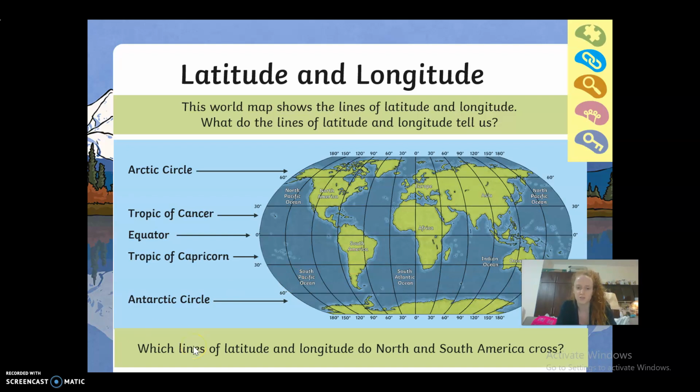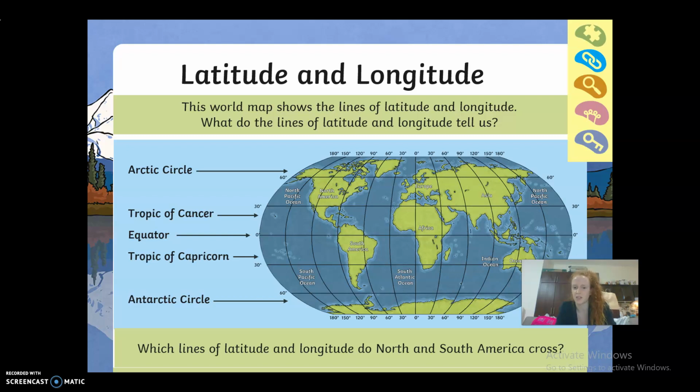Which lines of latitude and longitude do North and South America cross? Well, if we look at it, North America and South America cross the Arctic Circle, Tropic of Cancer, Equator, Tropic of Capricorn, but not the Antarctic Circle. So nearly all the important lines of latitude run across the Americas, except for the last one, which is the Antarctic Circle.